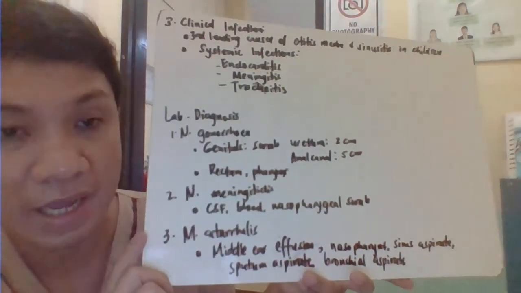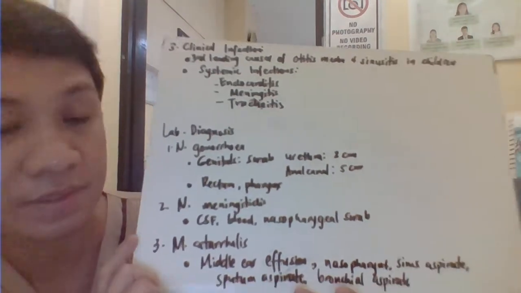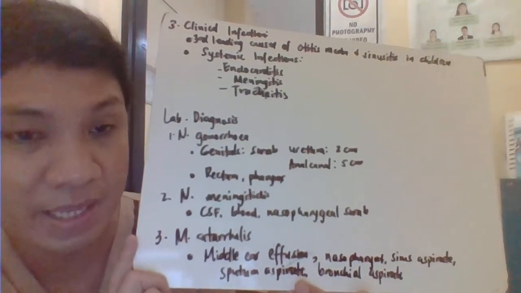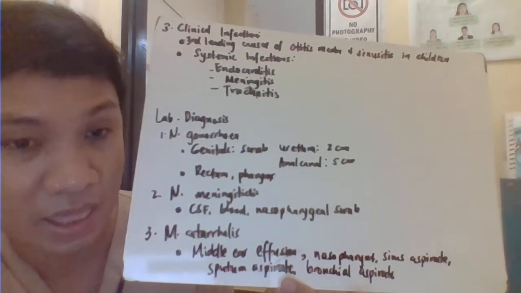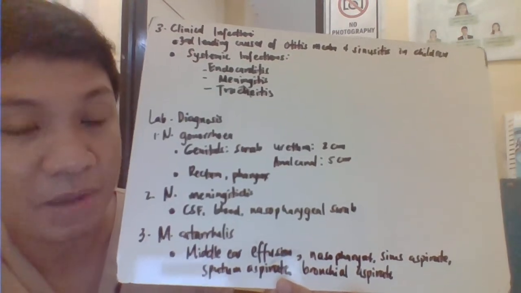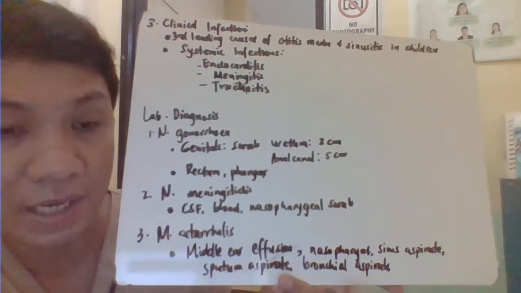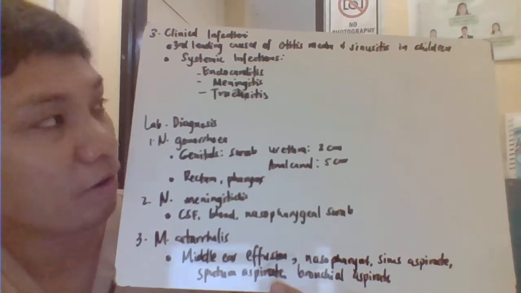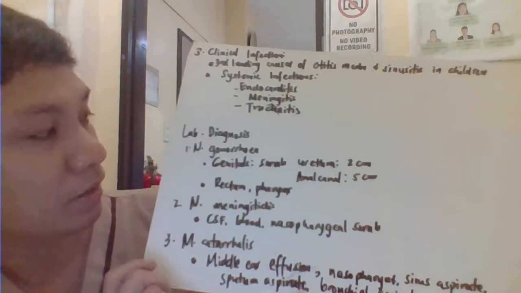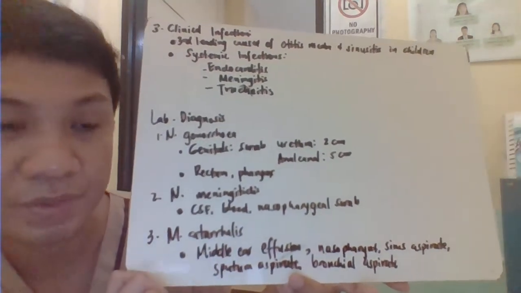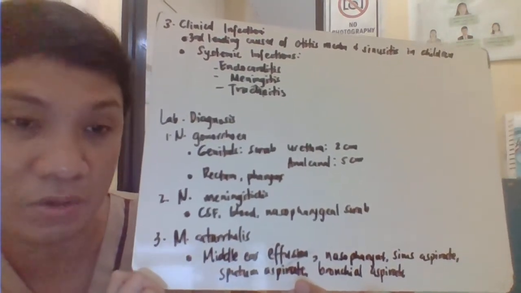Then we have the clinical infections. This is the third leading cause of sinusitis and otitis media among children. It also causes systemic infections in the form of endocarditis, meningitis, and tracheitis.